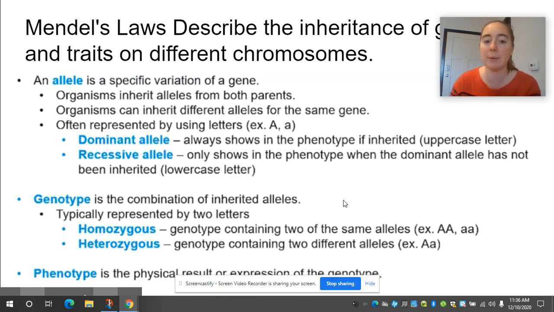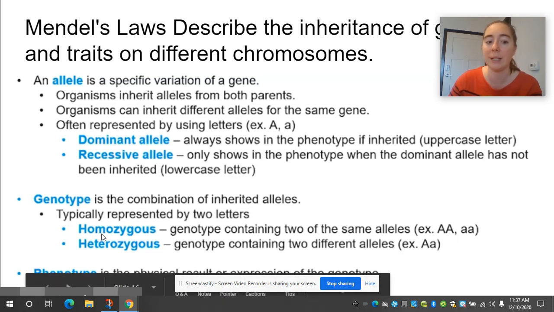Genotype is going to be the combination of inherited alleles. So we often say that that individual is big A, or little a. And what we're doing is representing if they're homozygous or heterozygous. If they're homozygous, their genotype has two of the same letters. So remember, homo means same, hetero means different. And so with heterozygous, they're going to be different in letters. You're going to have one uppercase and one lowercase allele.